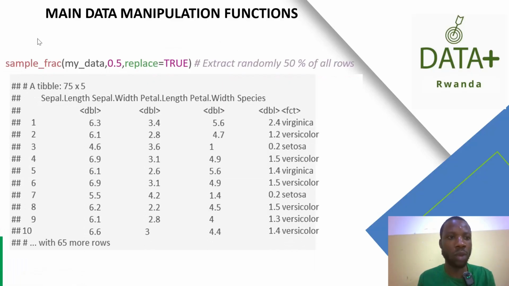So again, we have sample_frac. Here we are trying to select 50%. This extracts a random 50% of all rows. If we refresh, there is a possibility of getting different participants coming into my data once I run the code more than once. But we continue to bring 50% of observations.